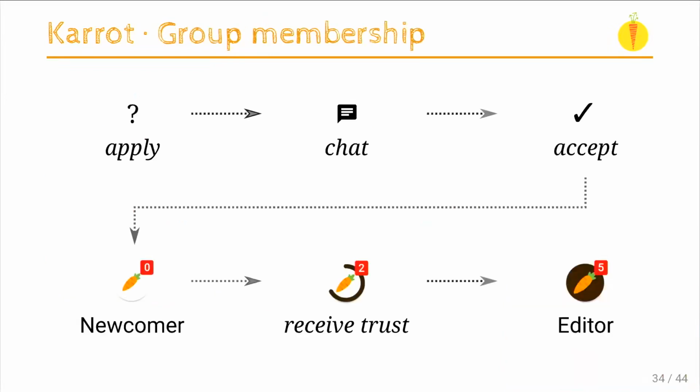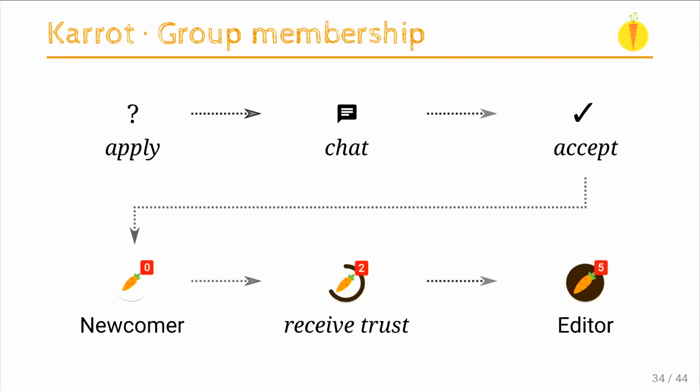There are many design decisions in Carrot that I would like to talk about, but there's not enough time in this talk, so I will just highlight some topics. First of all, how do users become group members, and how do the roles in the group evolve? So when you apply to join a group, then the group can interview you. You can come to a real-life meeting.